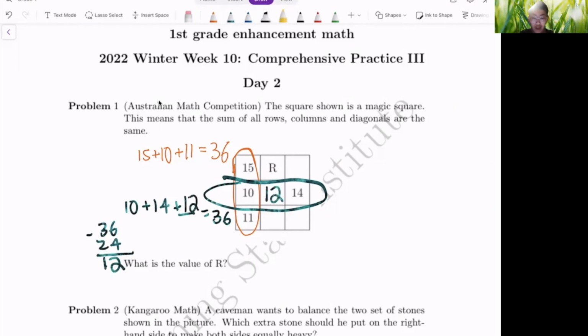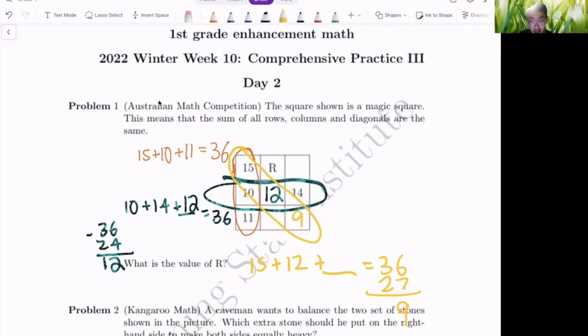And now in the yellow, let's solve 15 and 12 because we have 2 digits now. So 15 plus 12 plus some number equals to 36. And again, 15 plus 12 equals to 27. So 36 minus 27 is just 9. So therefore, we can write 9 here.